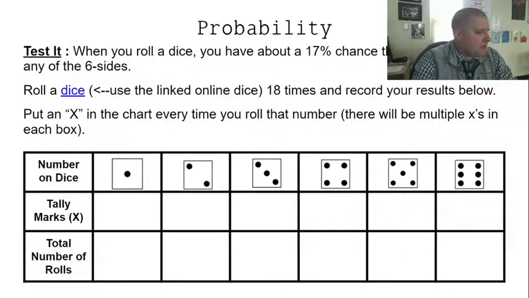We did probability involving coins earlier in the week. Now we're going to use dice to do our probability. So a little background, when you roll a dice, you have about a 17% chance that it'll land on any of the 6 sides. You're going to roll a dice.